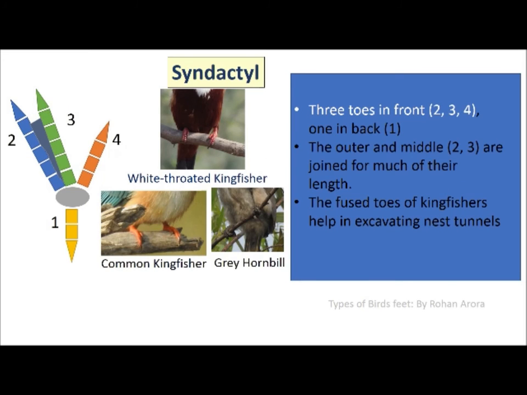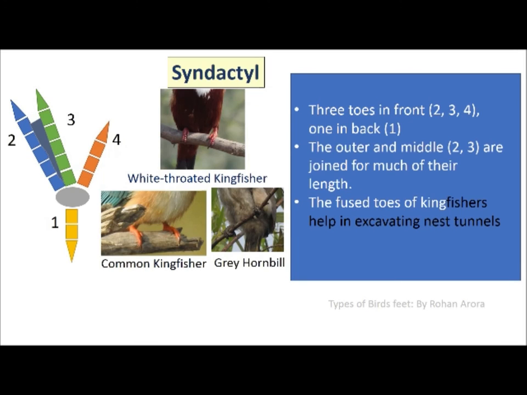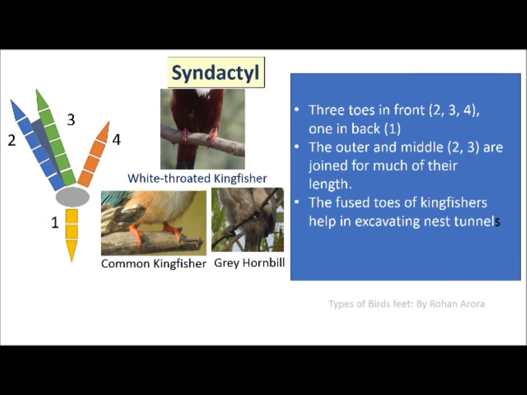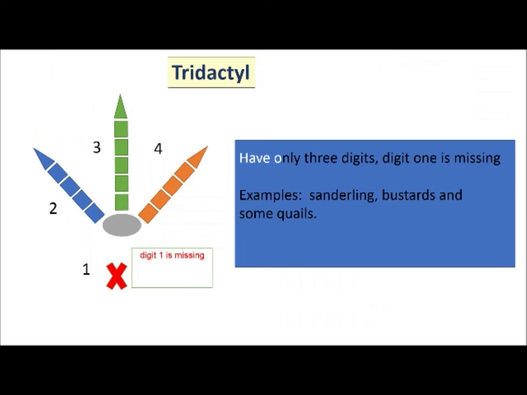Syndactyl is a foot arrangement in which three toes marked as 2, 3, and 4 are in the front and one is at the back. The digits 2 and 3 are joined for much of their length. They are fused in kingfishers, which helps them in digging nest tunnels. Syndactyl arrangement is found in kingfishers and hornbills.